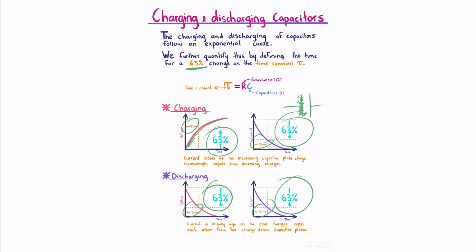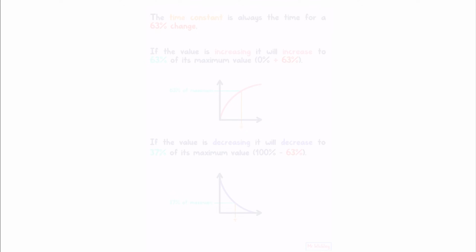Why 63%? The derivation of that requires mathematics that is above this level, as it involves consideration of the exponential function. For NCEA level 3, you just need to know this number and not where it came from. The time constant is always the time for a 63% change.